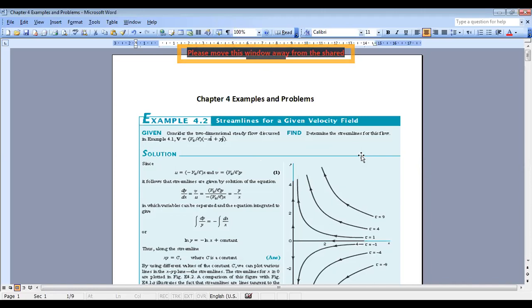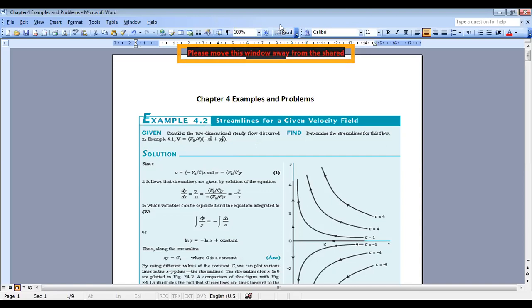So let us start with a first example. Streamlines for a given velocity field. We want to find, in this problem, we have a 2D flow, which is steady, and the equation of the flow is given by V equal to V0 over L times (minus x i plus y j). Okay? Now, when we want to find the streamlines, we should go back to the definition. What is the definition of a streamline?